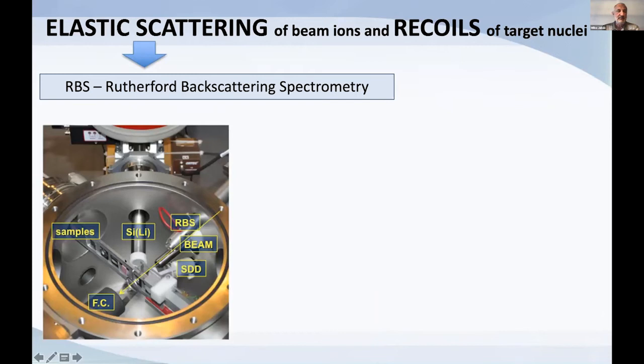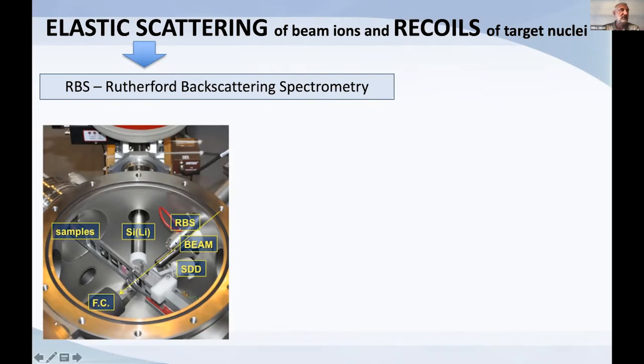So both of these techniques that I mentioned up to now, PIXE and RBS, are done in one very simple scattering chamber. The beam goes through the tube to the sample. This is a sample ladder where we can change many different samples. The X-ray detector is here. Also, we have another one here. And here is a simple Rutherford backscattering detector. This is a simple silicon diode, and it can detect very well the energy of the scattered ions.